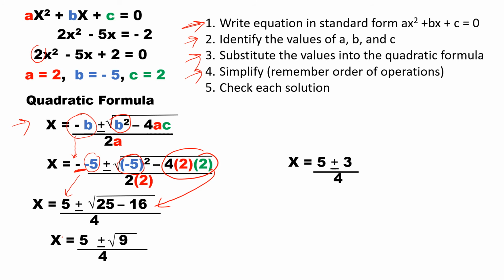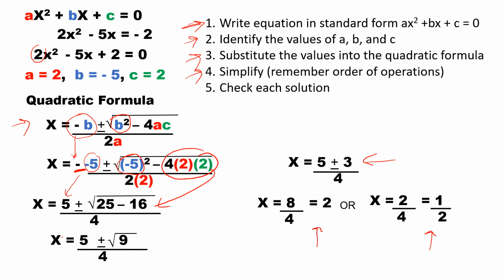From here, you can simplify again. If you think of this as 5 plus 3, you're going to get 8 divided by 4, which is 2. Or if you think of it as 5 minus 3, then you're going to get 2/4, which is 1/2. So here are your two solutions. Remember, you're going to be getting two solutions with quadratic equations. You're going to take those values and then plug them into your original equation right here, and do your check step.